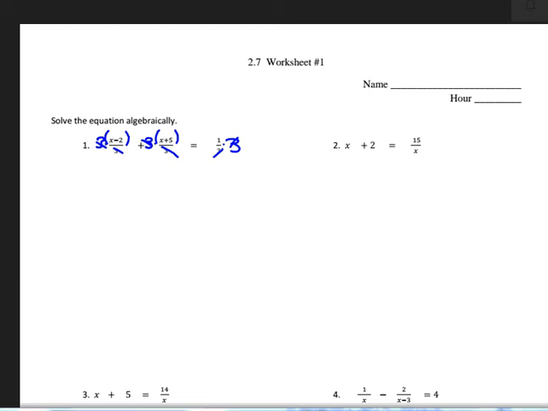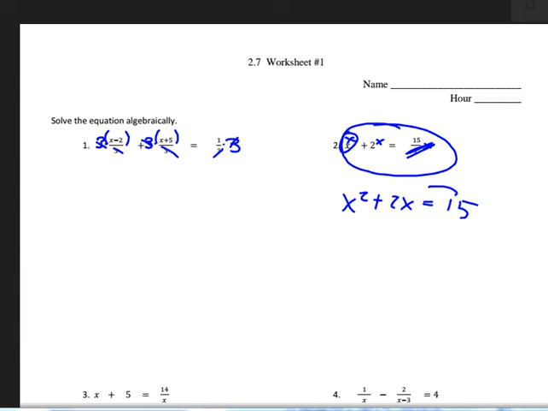All right, so if I was going to solve this one, I've got an x in the denominator, so therefore I'm going to multiply everything by x, x, x, and x, and then this one will cancel this one. And I'll have x times x is x squared plus 2x equals 15. Move that to the other side, and then if it won't factor, say it: quadratic formula.